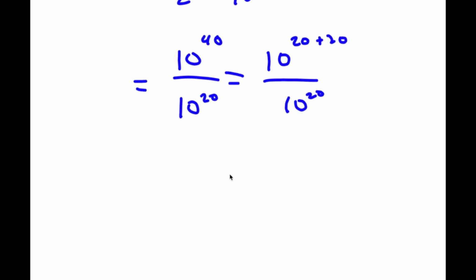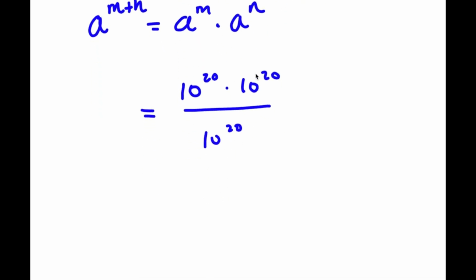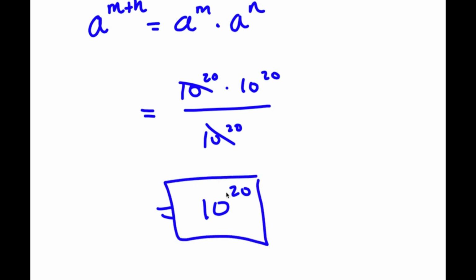Now, if I have something in the form a to the power of m plus n, this is equal to a to the power of m times a to the power of n. So in this case, 10 to the power of 20 plus 20, that's going to equal 10 to the power of 20 times 10 to the power of 20. And I have this over 10 to the power of 20. So now these two 10 to the power of 20s can cancel out. So now I'll simply be left with 10 to the power of 20. So this is my answer.